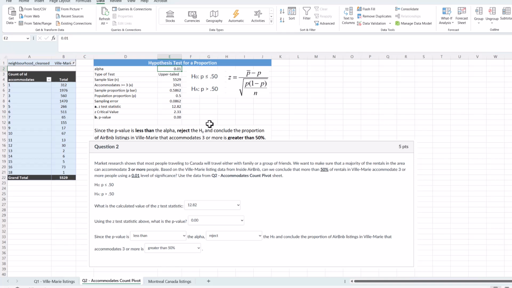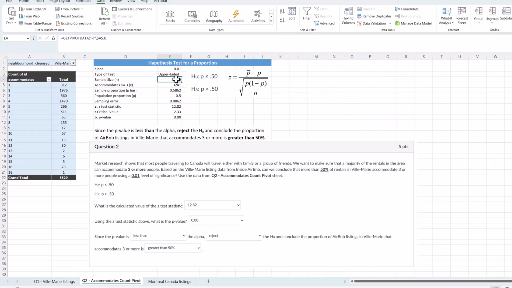The level of significance was given to us as 0.01, so I plugged that in here. Next, we want to identify what type of test we're working with. In our alternative hypothesis, we have the population proportion is greater than 0.50. The sign is pointing to the right, so we know that this is going to be an upper tailed test.